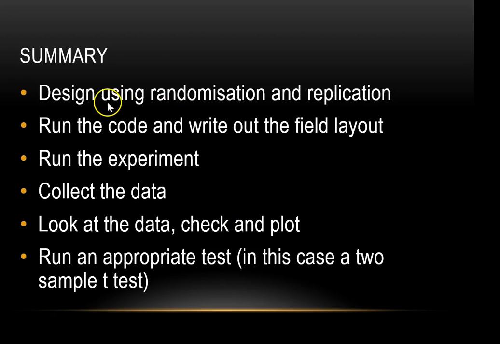So what we've done here is we've designed a 2-sample small experiment using randomization and replication. We've run some code, we've written out the field plan, we've run the experiment, we've pretended 3 months has gone past, we've collected the data, we've looked at the data, checked and plotted it, and run an appropriate test, in this case a 2-sample t-test. So what I'd like you to do is, with the code, put this into R and run it through and see how you go.